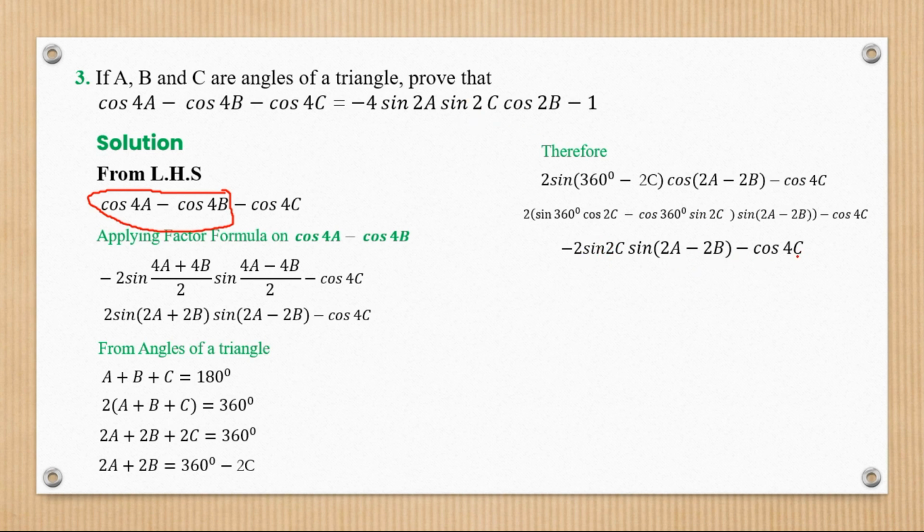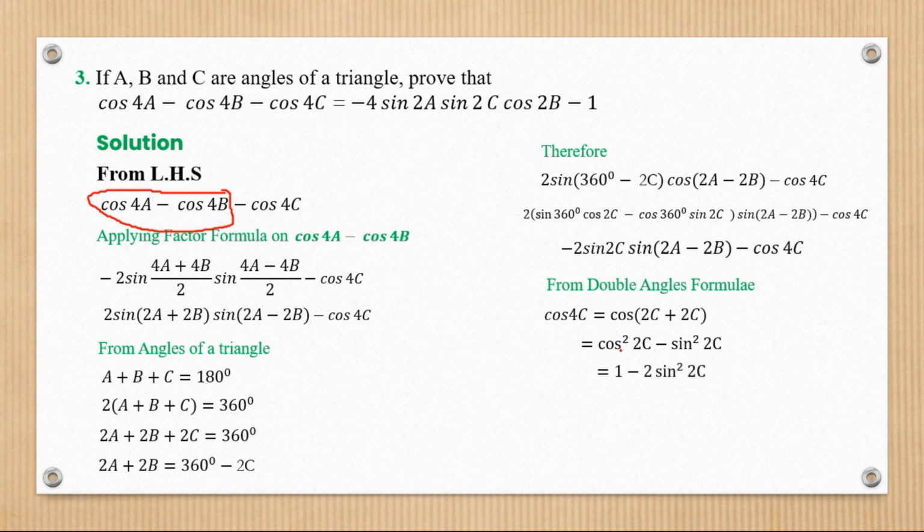Now the next step shall be to convert this cos 4c. So now from rules of double angles, we know that cos 4c is the same as cos of 2c plus 2c. Then when you expand that, we end up with cos squared 2c minus sine squared 2c. So now we need it to be in a format where we only remain with the sine. So we're going to convert this cos squared to be a sine squared. So when you convert that, we end up with 1 minus 2 sine squared 2c. So now we can substitute this back there where we have the cos 4c. Then this is what it becomes.